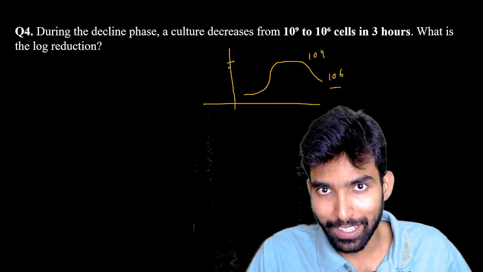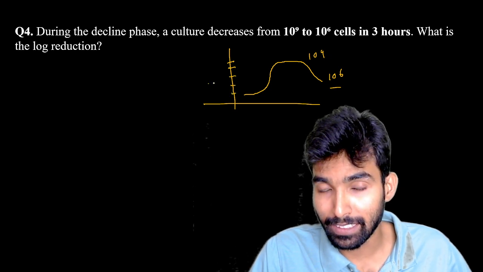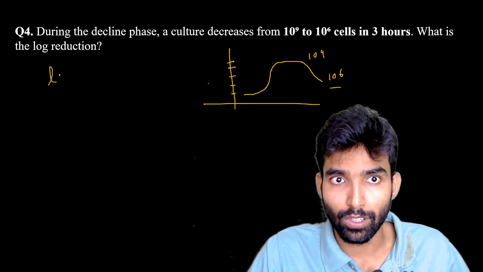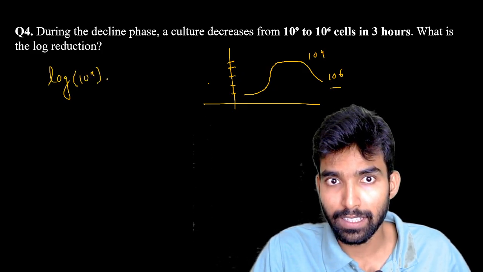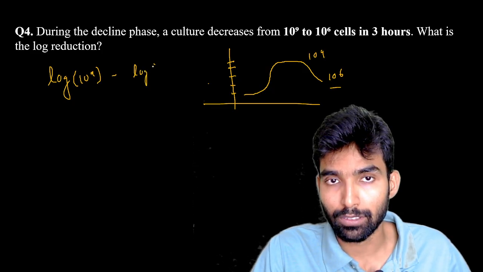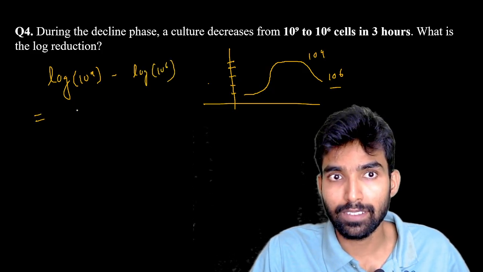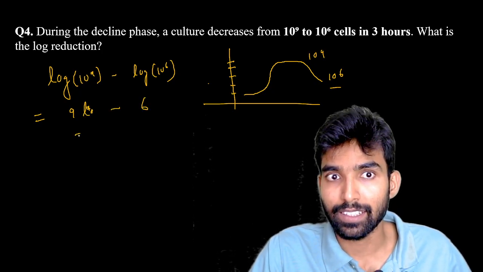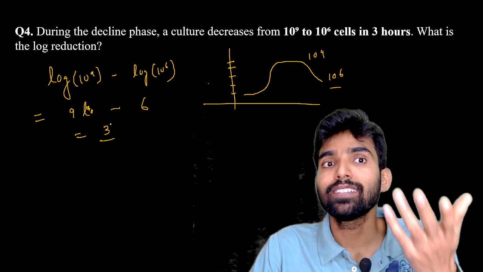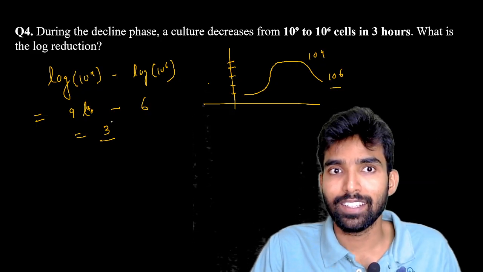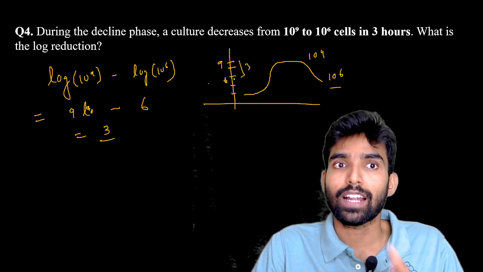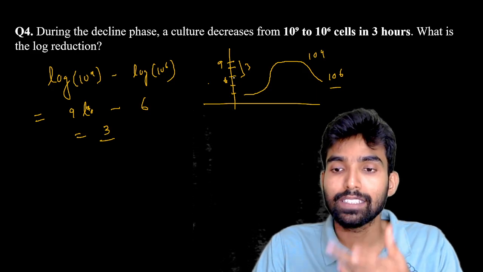Log reduction means nothing special. You remember this axis is represented in logarithm, right? So log reduction is log 10^9 minus log 10^6. That means 9 minus 6, that is 3. So 3 is the log reduction, nothing else. It's quite simple. Let's say this is 9, this is 6, and this is the 3 reduction. That's called log reduction in the decline phase.